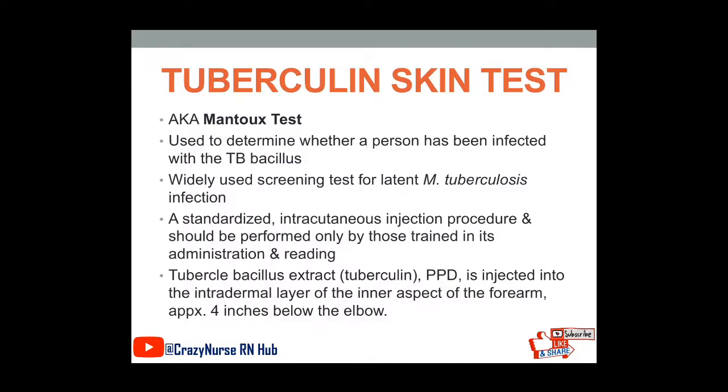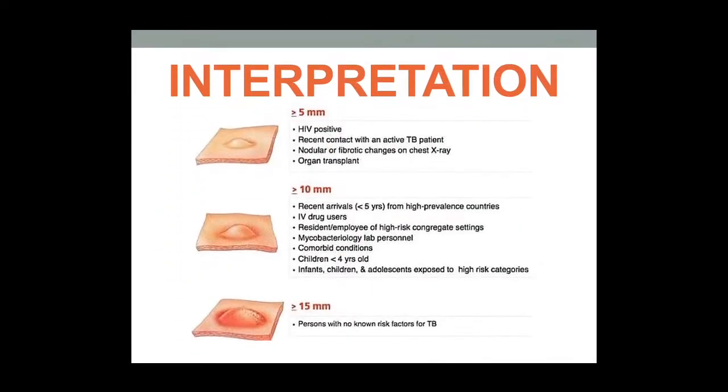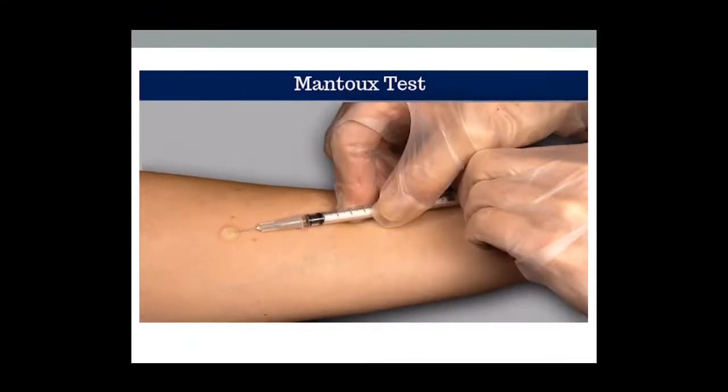the inner aspect of the forearm, approximately 4 inches below the elbow. So this is how the Mantoux test, or the tuberculin skin test, is done to the patient. It would create an induration on the skin. There will be an induration, or some other books would call it a wheal.